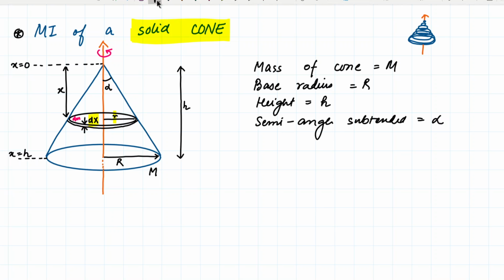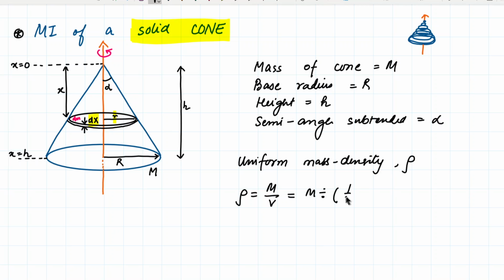Let us calculate, therefore, if it has a uniform mass density. We are of course going to imagine uniform mass density of rho, and rho is simply equal to mass upon volume. What is the volume of a cone? 1 by 3 pi R square h. So rho is equal to 3M upon pi R square h.